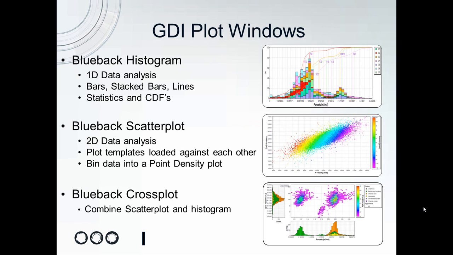GDI introduces three new custom plot windows. The Blueback histogram allows for 1D analysis of data. Data can be displayed as either counts or percentages, and the histogram can be displayed as bars, stacked bars, or lines. Blueback scatterplot allows the user to make a 2D analysis. The plot can display any of the defined input data templates in that investigation object against each other, so template X against template Y against template Z, etc. Blueback crossplot is a new multiple viewport window which combines a scatterplot with horizontal and vertical histograms, representing the distributions horizontally and vertically.